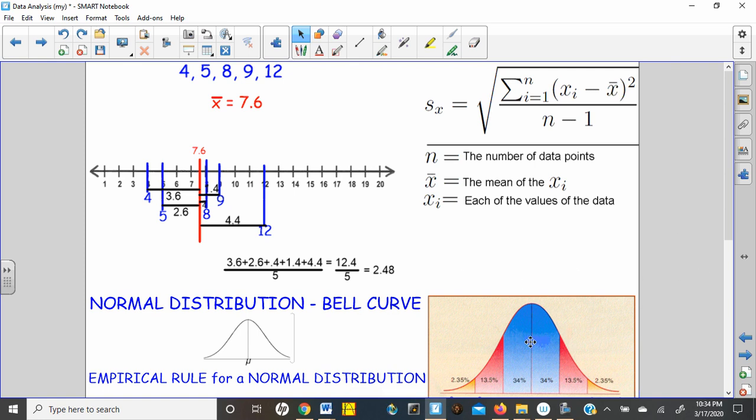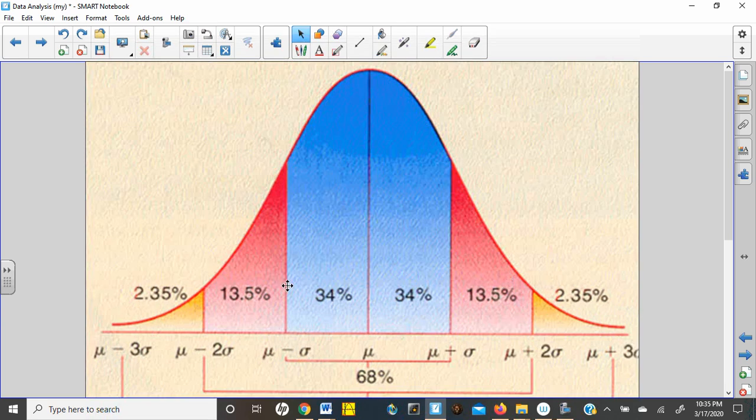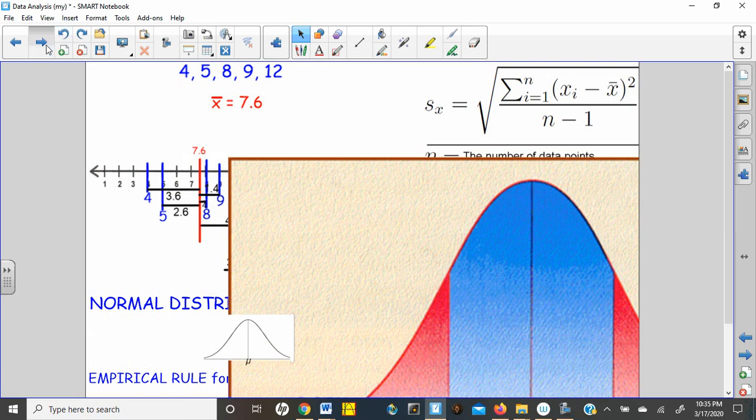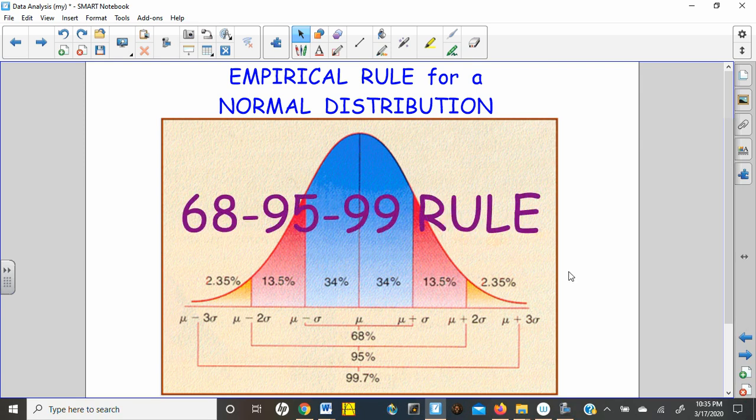And furthermore, there was this really important, what's the word we're looking for here? Percentage breakdown of a normal distribution, where within one standard deviation, we can always find 68% of the data, 34 on each side of the mean, and then 2 standard deviations out gives us 95%, and so on. The empirical rule is officially what you'll generally hear this called, empirical rule for a normal distribution, but most students just remember it by the 68, 95, 99 rule.